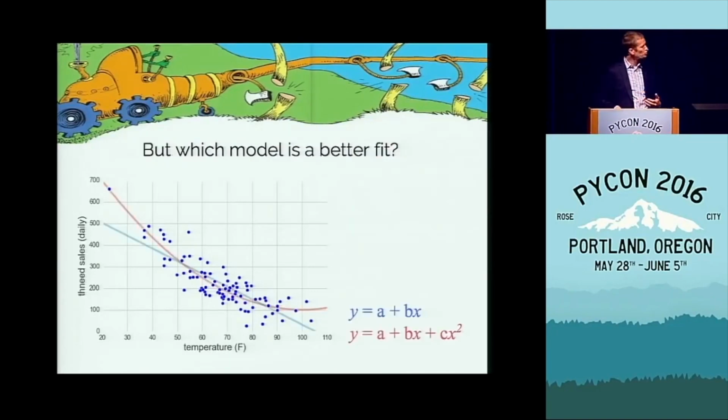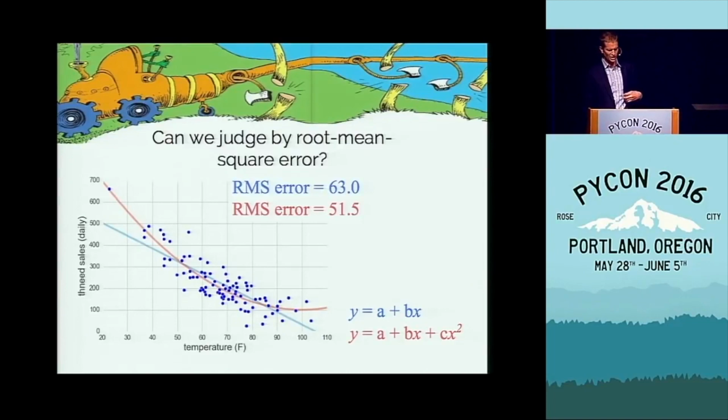So the question is, what model better fits the data? You might have a linear model, this blue line, or you might have a quadratic model, this red line. And both of those by eye sort of seem plausible. But how do you choose which is the better model for actually fitting your data? And you might think, I'll just measure how close the points are to each of those models, right? You compute the root mean square error about the model, and you find that for the blue points it's 63, and for the red points it's 51.